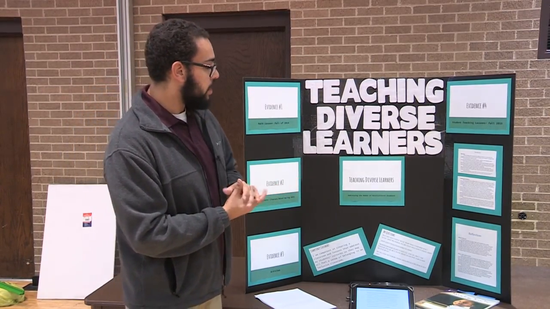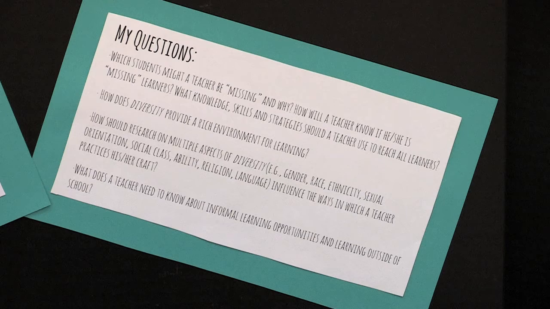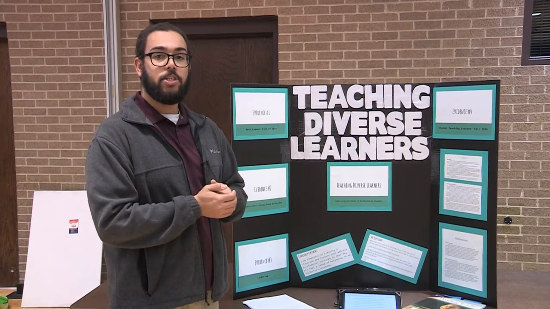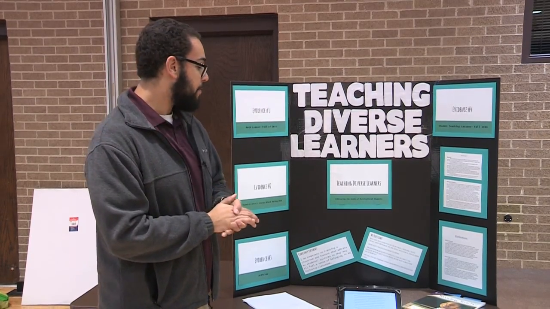That brings me to my questions. I included all 4 questions of teaching diverse learners in my capstone, but I want to stress 2 specific ones. I really want to talk about which students might a teacher be missing and why. How will the teacher know if he or she is missing the learners? What knowledge, skills, or strategies can a teacher use to help these learners? And then I also want to talk about how should research on multiple aspects of diversity, i.e. race, ethnicity, different socioeconomic status, influence a teacher and how they should work with his or her craft.